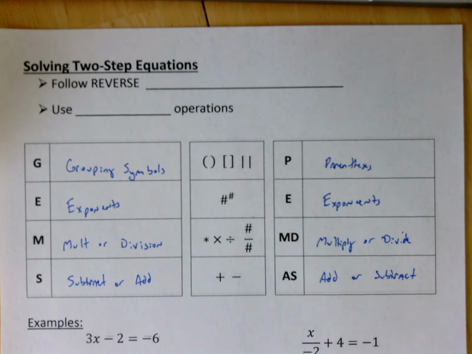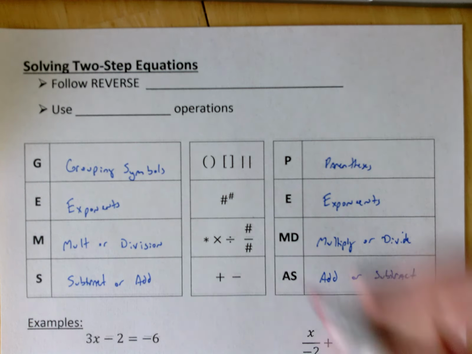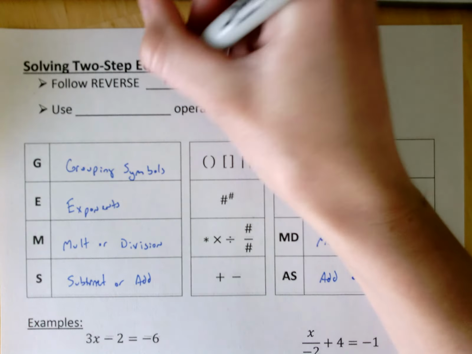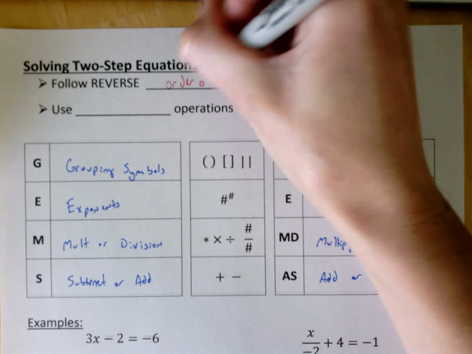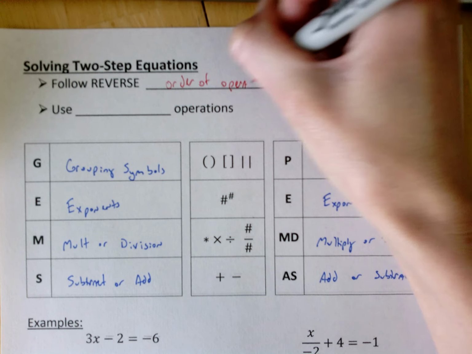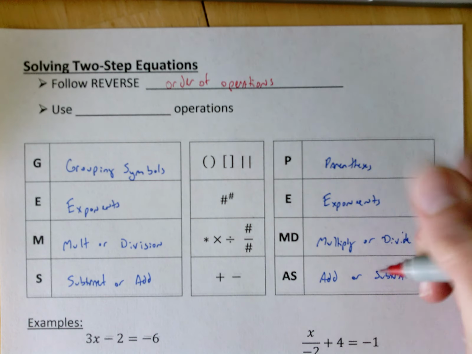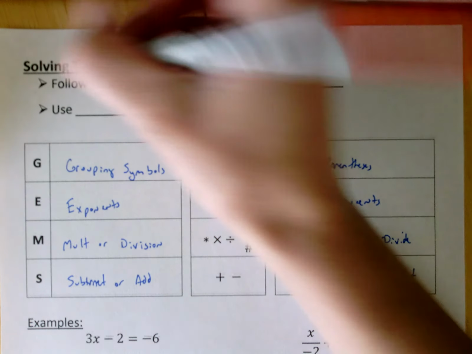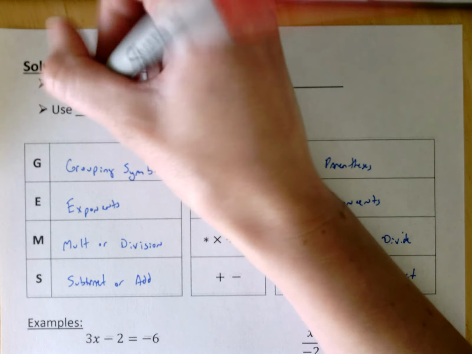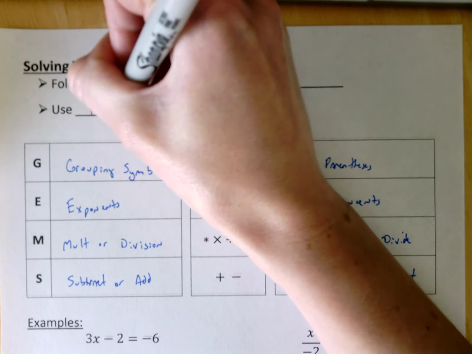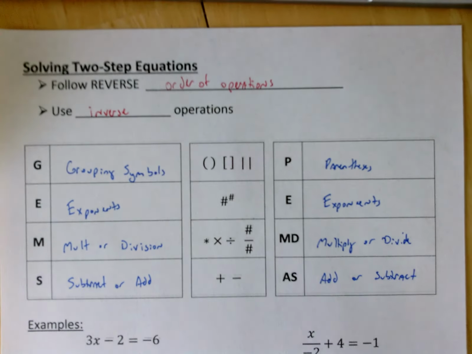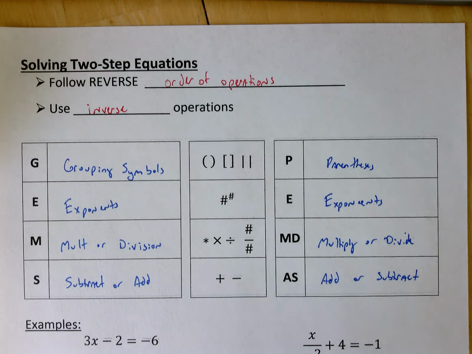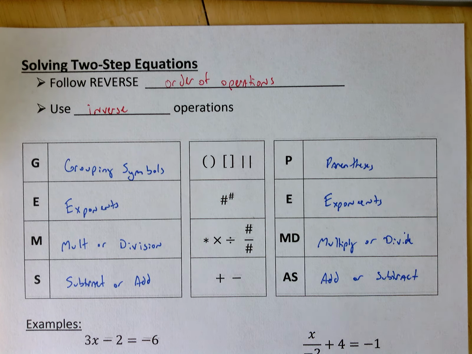All right, so we've looked at solving one-step equations. Now we are up to two-step equations. And the key thing you need to remember when you're solving two-step equations is that we are going to follow reverse order of operations. Okay, so we're following reverse order of operations. And as we do that, we're going to keep using those same inverse operations that we used when we were doing one-step equations. Now, what are we talking about, this reverse order of operations?